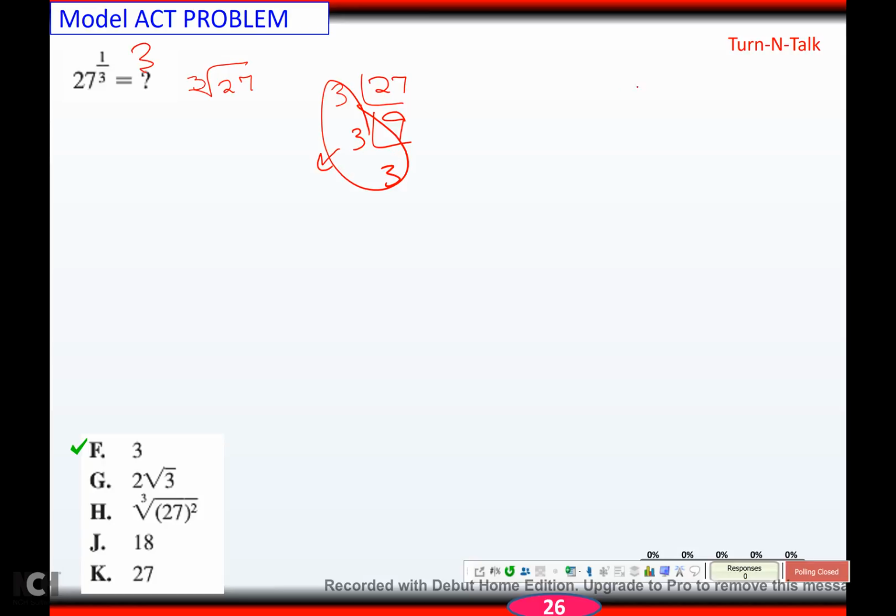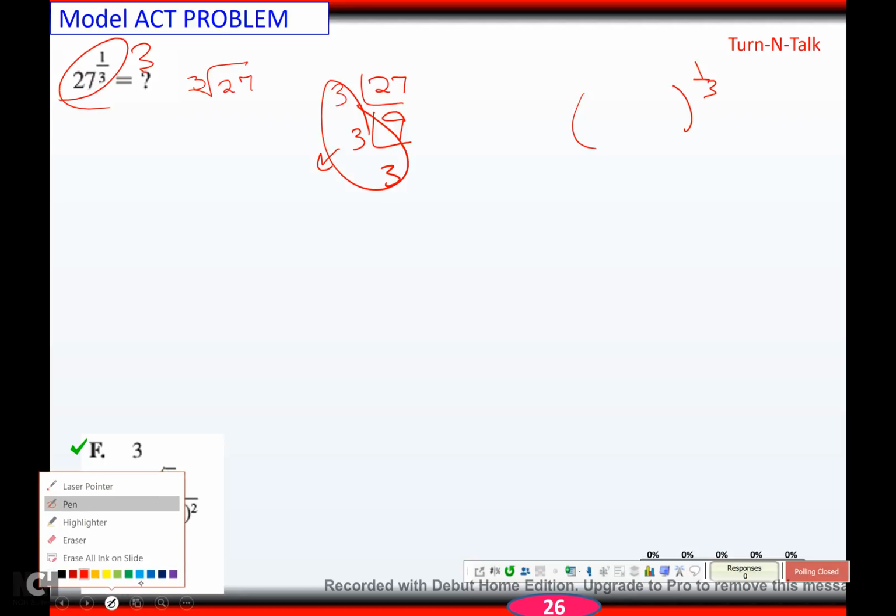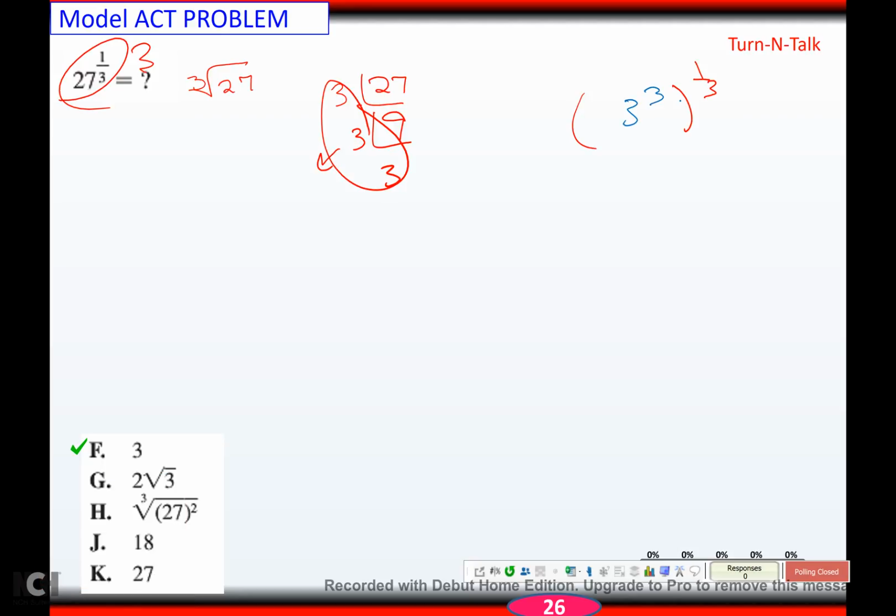You could also break down 27 and rewrite this problem. Instead of writing 27, you could write it as 3 cubed. Then you power. When you power, you multiply. So that'd be 3 to the 3 times 1/3, which would be 3/3, which would be 1, and anything to the first degree is itself. Okay?